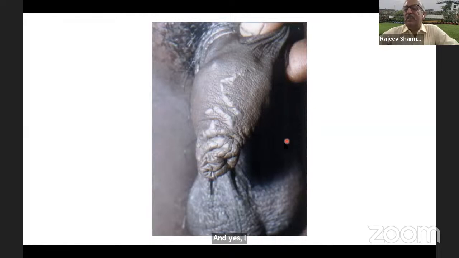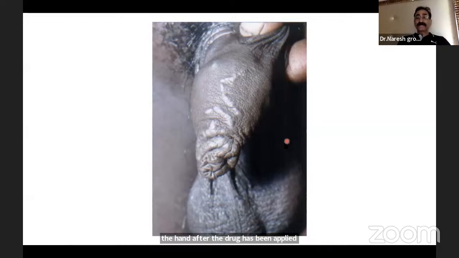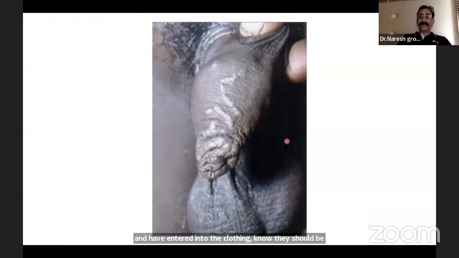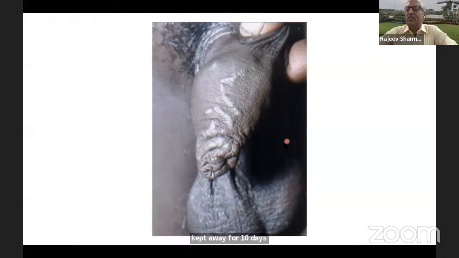Remember that the whole family and the whole body, including the areas beneath the nails, should be applied, and no one should wash the hand after the drug has been applied. The other part is keeping the fomites away for at least 10 days, so that if any larvae have hatched and entered into the clothing, they should be kept away for 10 days. So the bed sheet, the towel, the pillow cover, everything should be kept away.